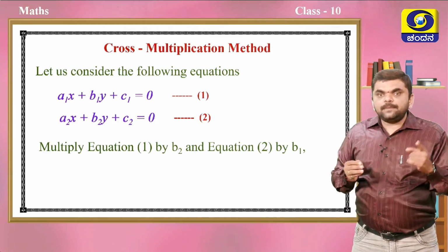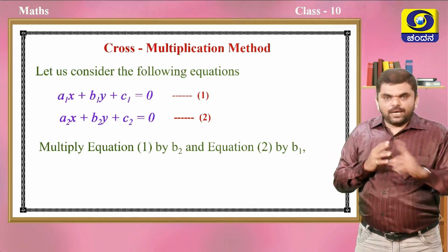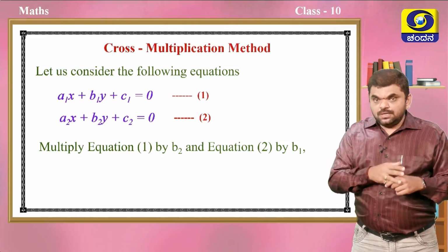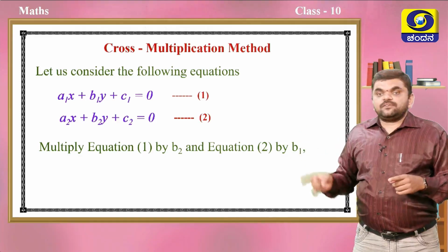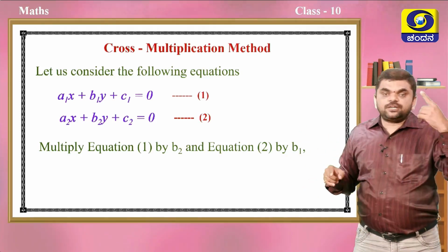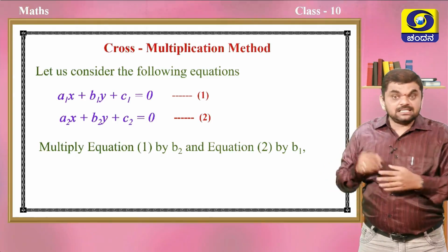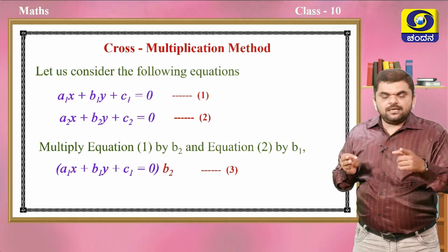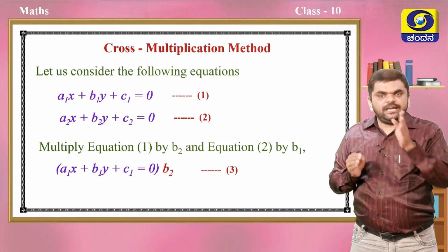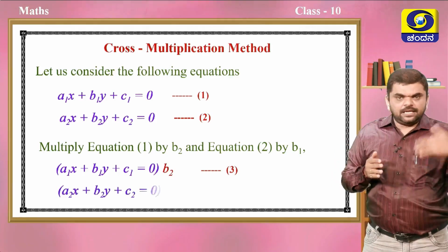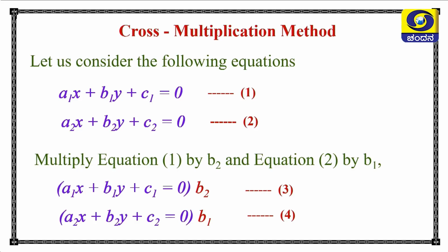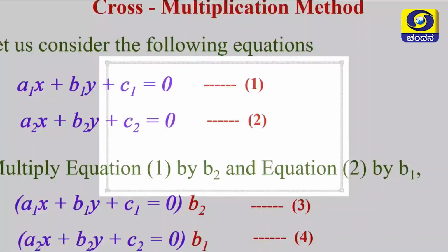Now multiply equation number 1 by b2, which is the coefficient of y in equation number 2, and multiply the equation number 2 by the coefficient of y of equation number 1, that is b1. Interchanging, a1x plus b1y plus c1 is equal to 0 into b2, and another one, a2x plus b2y plus c2 is equal to 0 into b1. Let us consider this as equation number 3 and 4.